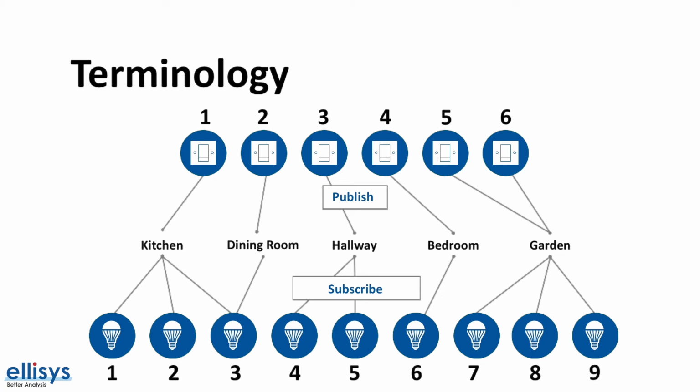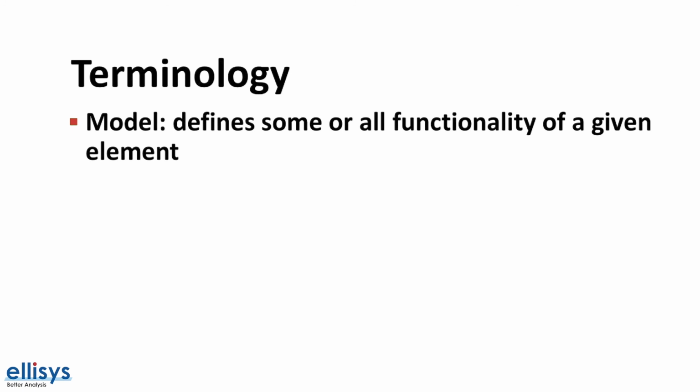Also, multiple nodes may publish to the same address, such as switches 5 and 6 in this example. Those 2 switches control the same group of lights which are located in the garden. The benefit of using group or virtual addresses is that adding or removing nodes does not require reconfiguration of the other nodes. Another important term in Bluetooth Mesh is the concept of a model.